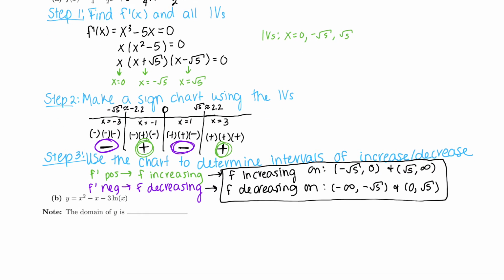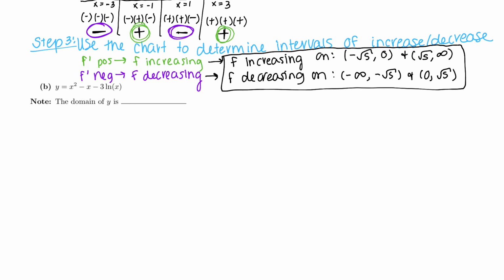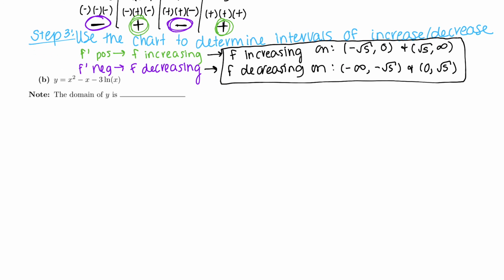Okay. So let's try another one. For this guy, we have x squared minus x minus 3 ln x. So it's important to note that this original function has some domain restrictions because you can't plug in anything that's less than 0 into ln. You also can't plug 0 in.